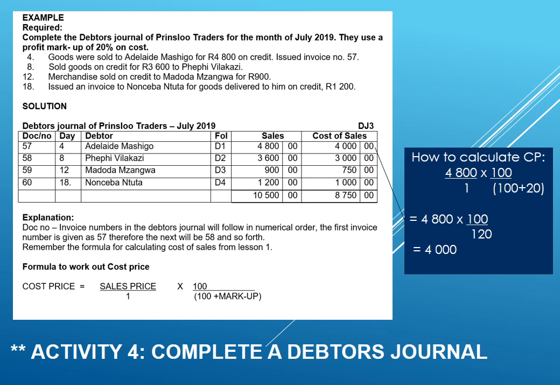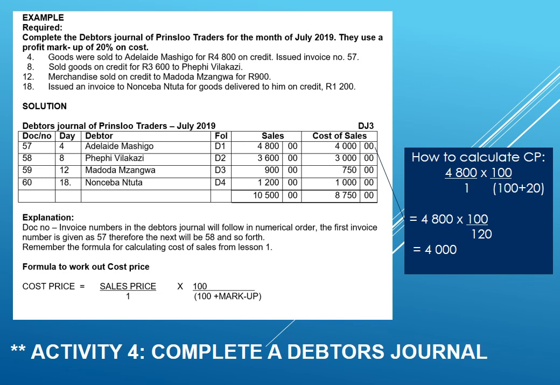Now you need to go and work out the cost price, the cost of sales. How do we do this? Here is an example. How to calculate cost price. Cost price equals my sales price over 1 times 100 over 100 plus the profit markup. So 4,800 times 100 divided by 120, and that will give you the 4,000. And then you go and enter it into your cost of sales column. And so we do the same for all the rest of the transactions.